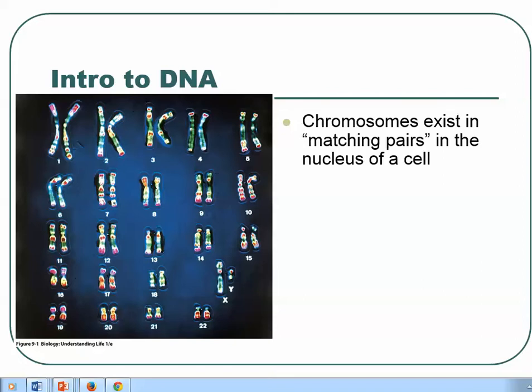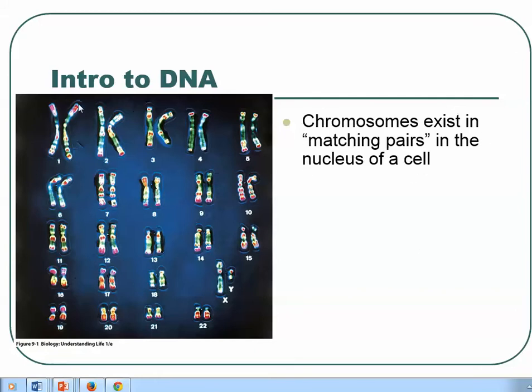Welcome to a quick and dirty review of some key concepts of genetics. So what you see here is what's called a karyotype. You don't need to know that, but this is a picture of the chromosomes that make up a typical human cell. So you'll notice that chromosomes tend to exist in matching pairs.